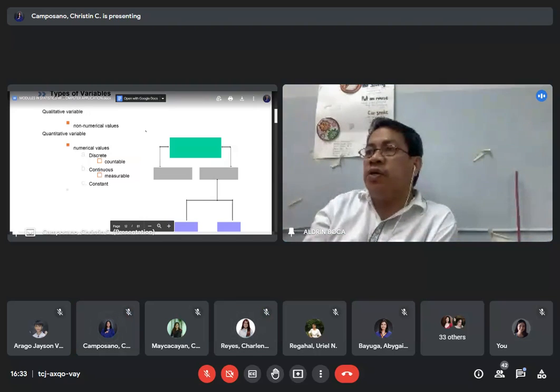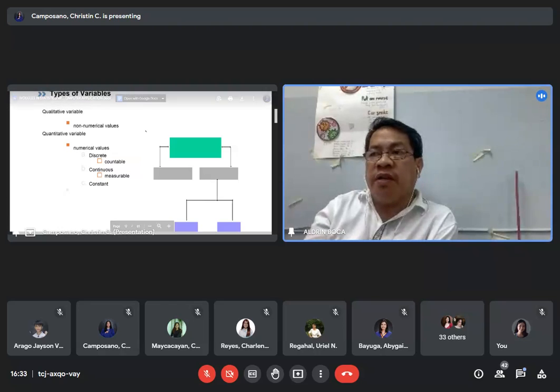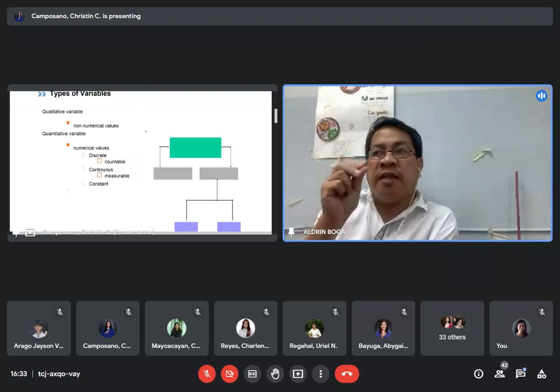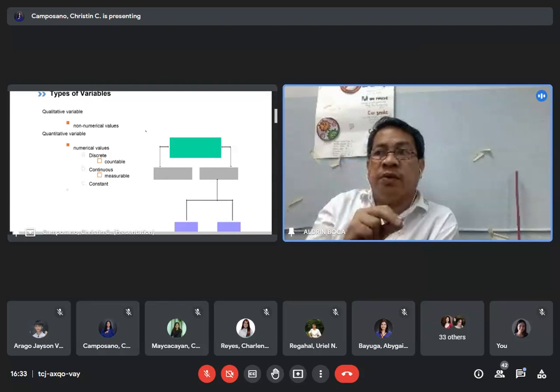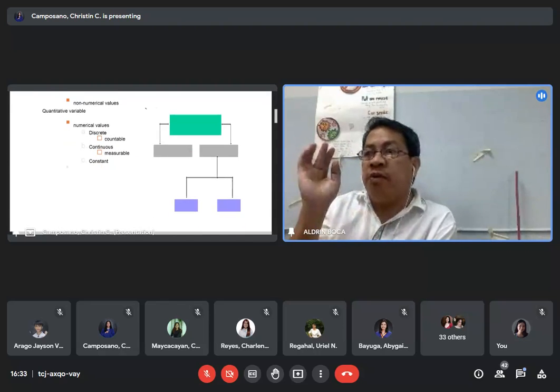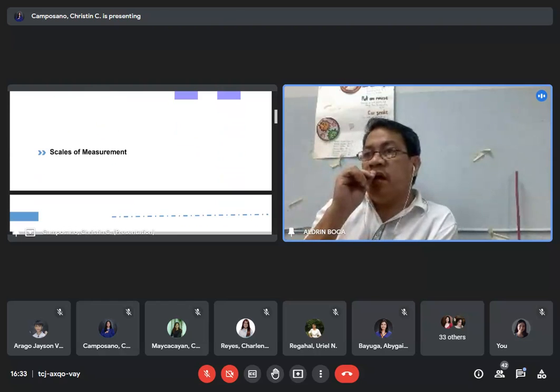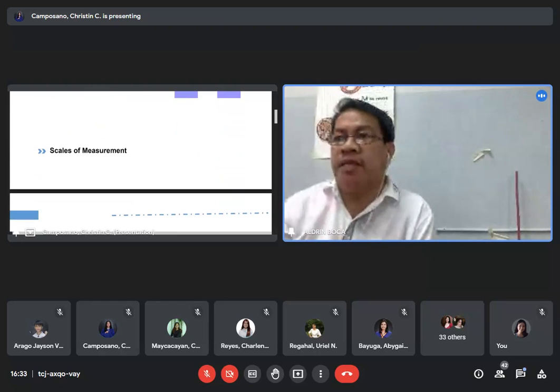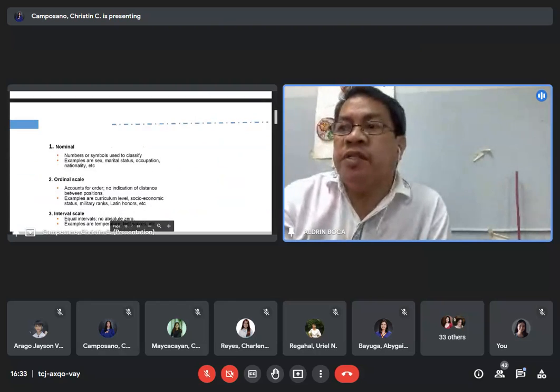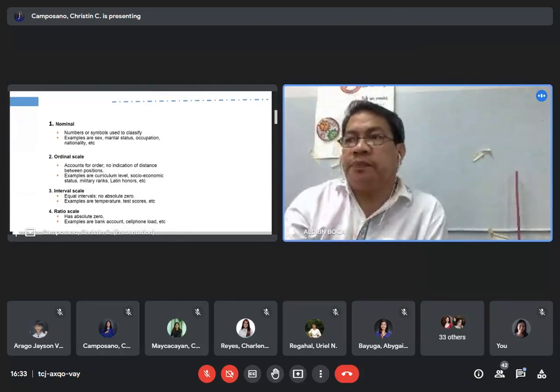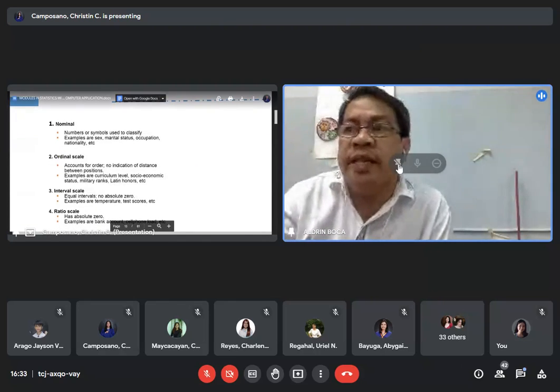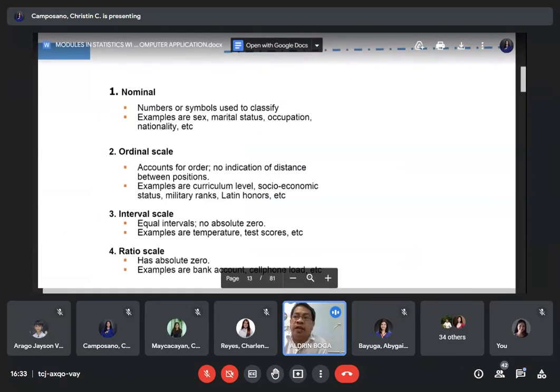Okay, so those are examples of quantitative data, and further it can be categorized into whether it is discrete or continuous. Okay? Okay, we move to the scales of measurement. So there are 4 scales of measurement. You have the nominal, the ordinal, and the interval and ratio scale of measurement.